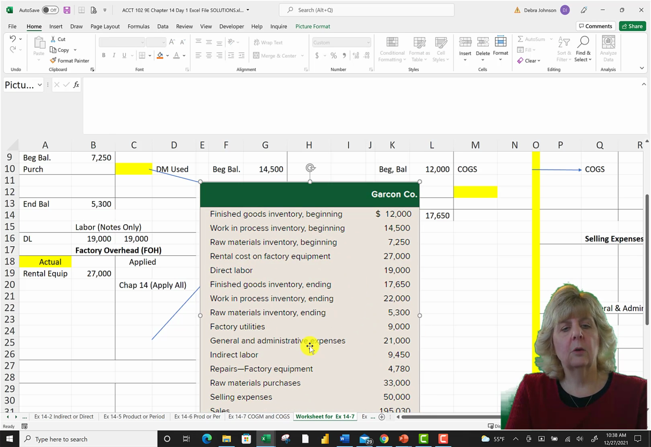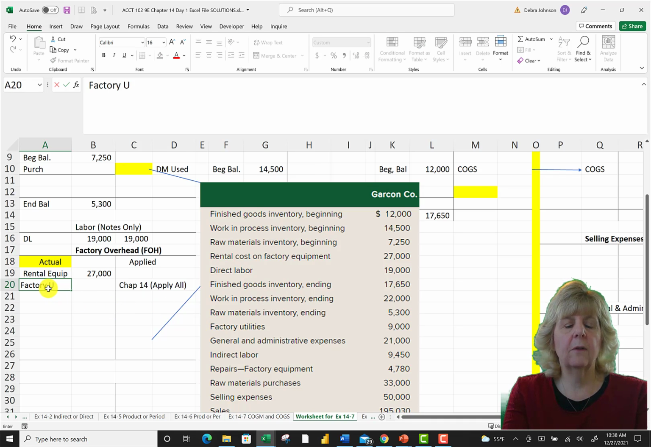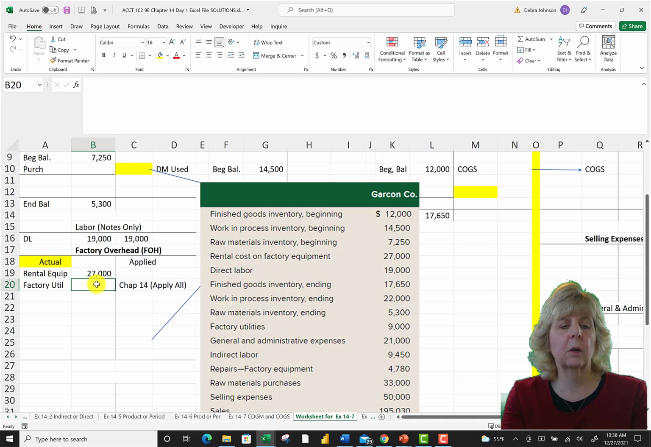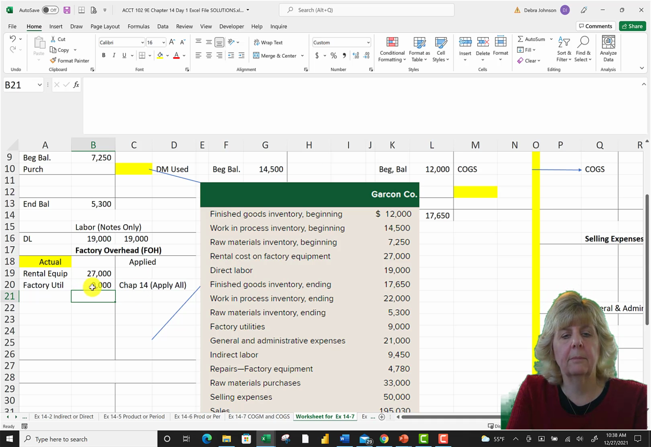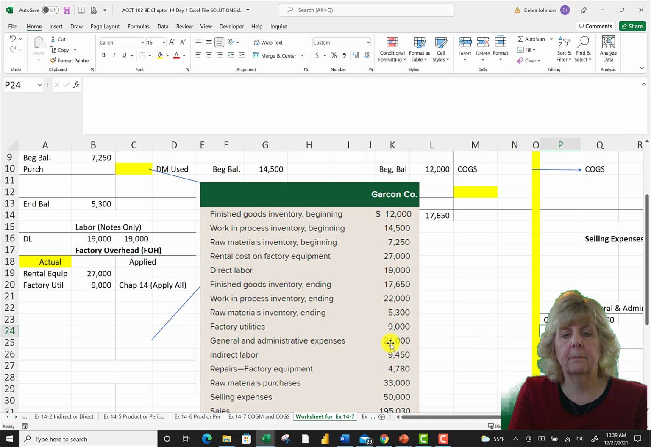So let's continue going down our list. Factory utilities. Okay, anything that is related to the factory that is not direct materials or direct labor, by definition, is factory overhead. So I'm creating this itemized list in this dummy account. That was $9,000. Okay, general and administrative expenses. Remember that those were period costs. They were expensed immediately. So I'm going to go over here to the income statement and I'm going to drop in that $21,000 as just being normal G&A expenses.